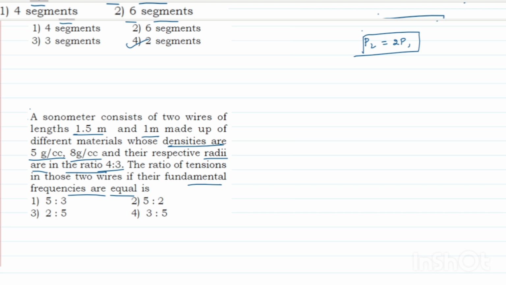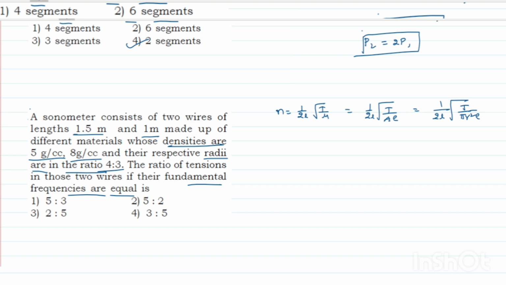So here, students, n equals 1 by 2l into root over t by mu, which is nothing but 1 by 2l into root t by a into rho. Here the area is pi r square, so n equals 1 by 2l into root of t by pi r square into rho. Relate this with the tensional force, length and radius.